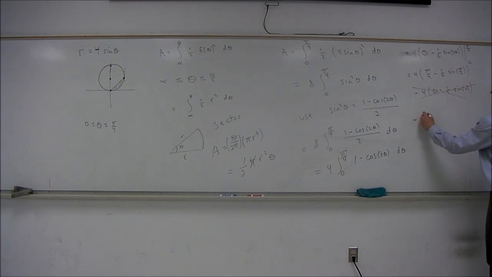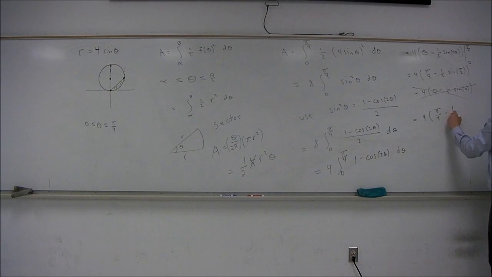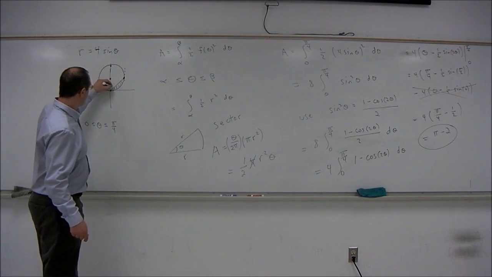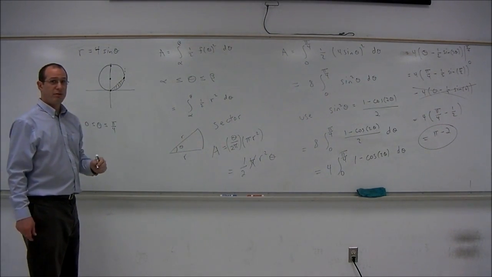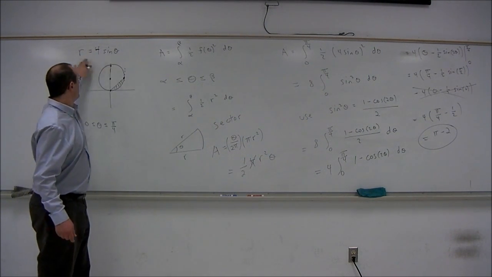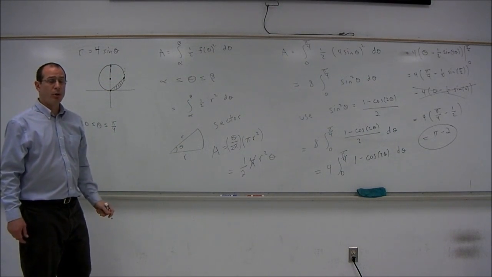So the answer is 4 times pi over 4 minus the sine of pi over 2 is 1, so this is 1/2. So we're getting pi minus 2, 4 times 1/2. So pi minus 2, there's an interesting number, approximately 1.14. So pi minus 2 is the area of this shaded region. Okay, so there's an example of finding an area relating to a polar curve.